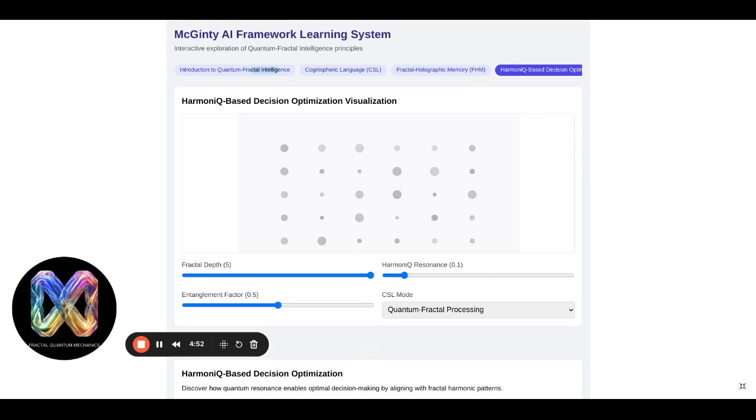So Module 4. Let's examine how the McGinty framework makes decisions. Traditional AI uses brute force computation or gradient descent, but HDO identifies optimal solutions through quantum resonance. HDO stands for harmonic-based decision optimization. This visualization shows a decision space with multiple potential solutions. As I increase the resonance level, watch how the system identifies resonant patterns that emerge naturally.